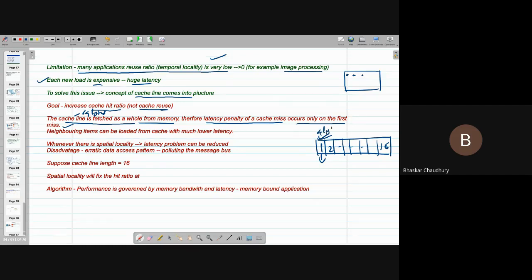I know that my cache line will fetch 64 bytes for me, even if I request just 1 item. Even if I'm requesting 4 bytes, it will give me 64 bytes. Therefore, the latency penalty of a cache miss occurs only on the first miss. Here I am going to pay that penalty. For the remaining 15 items, I'm not going to pay that penalty. Again, I have to pay that penalty on the 17th item, because I have to go to memory to fetch it. Is this part clear to all of you?